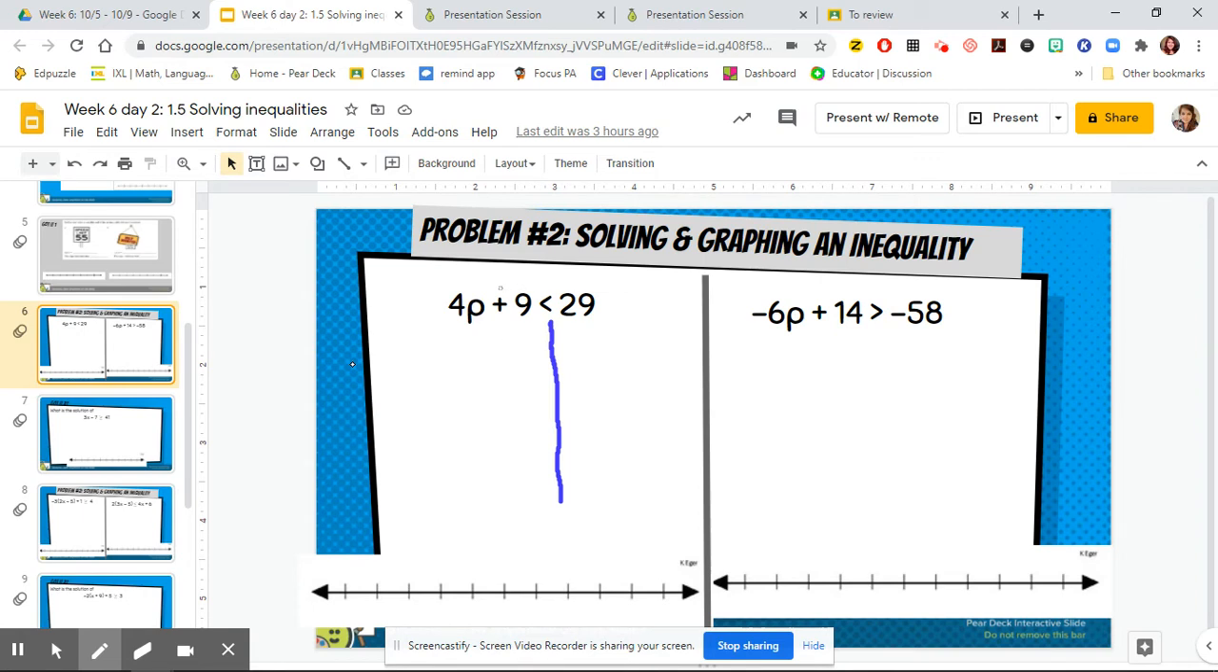So I notice I have a plus 9 here, so I'm going to do the inverse so I can move it over to the right side of the equation. So I'm going to do the inverse, which is subtract 9.